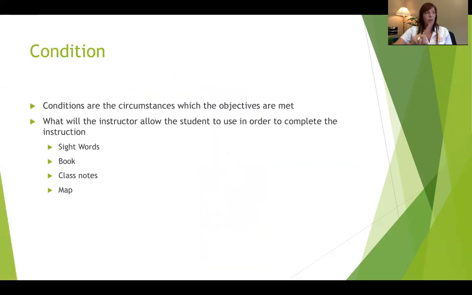The condition, so we have A, audience, the learner, B, the behavioral verb, and then C, condition. So what will students be using to be able to accomplish this objective? Some examples are students will use sight words to identify, and so on. Students will be using a book to be able to, and so on. Students will use class notes to, and so on.